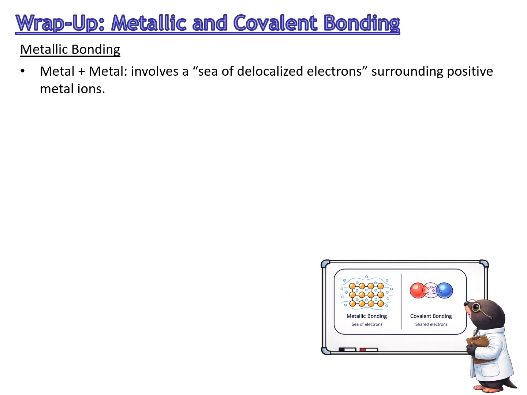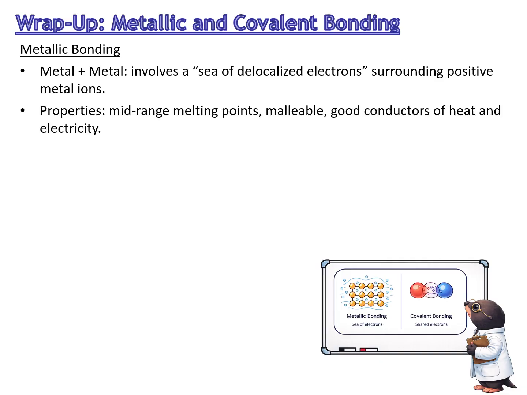All right, so that is it for the comparison between metallic and covalent bonding, just as far as formula writing goes. So with metallic bonding, that's where you have a metal in a metal. It involves a sea of delocalized electrons surrounding positive metal centers. Properties, metals tend to have mid-range to high melting points. The alkali metals have low melting points, but you don't really get to work with those very much. They are malleable and good conductors of heat and electricity.